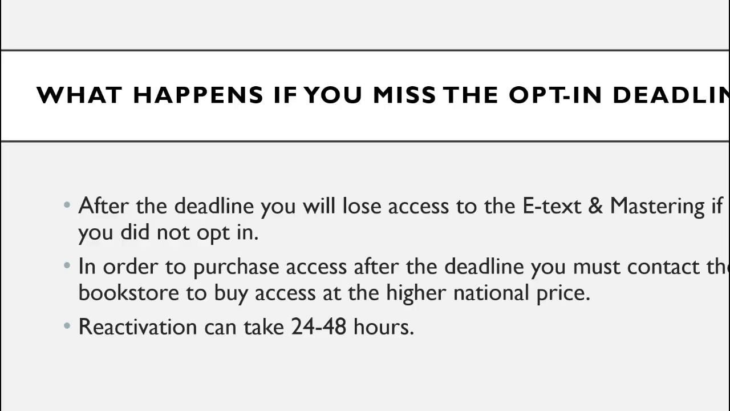If you miss the opt-in deadline, you will lose access to the e-text and Mastering if you did not opt in. And if you did miss the deadline and still want to purchase access, all you have to do is contact the bookstore or go to the bookstore website and you'll purchase access, but it will be at a much higher rate. It'll be the national price for Mastering Physics, which is about $20 to $30 more. Once you purchase access through the bookstore, if you miss the opt-in deadline, reactivation can take 24 to 48 hours.